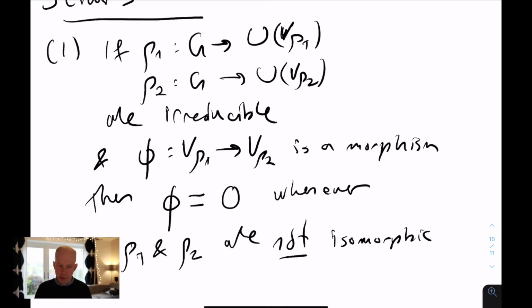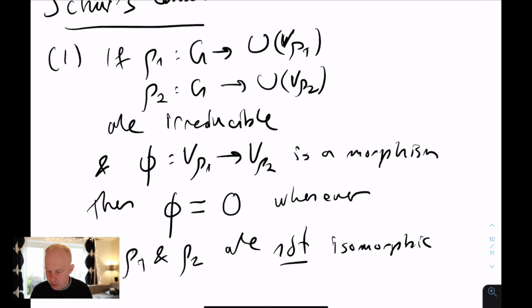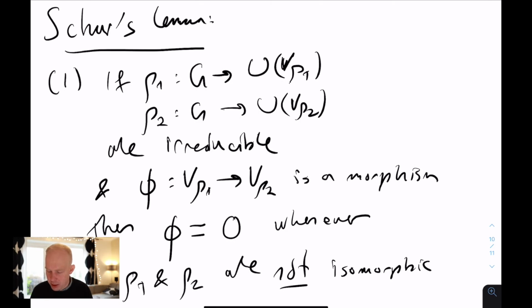So if you have a morphism and they are not isomorphic, the only possibility is that this phi is equal to 0. So that's the first part of Schur's lemma: if you have two irreducible representations and there's a morphism between them, but you are assuming that they are not isomorphic, so there doesn't exist such an inverse for this mapping phi, then the only possibility is that this mapping is 0 in this case.